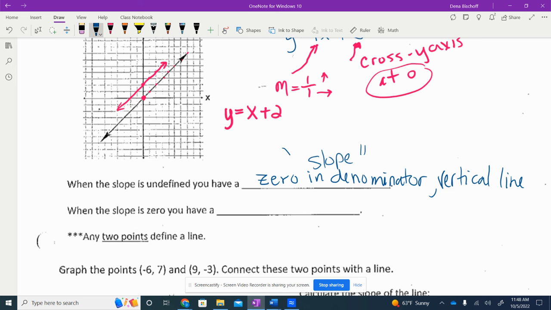I'm going to put slope right here. So your slope is a 0 in the denominator, and it makes a vertical line. When your slope is 0, it's a horizontal line.